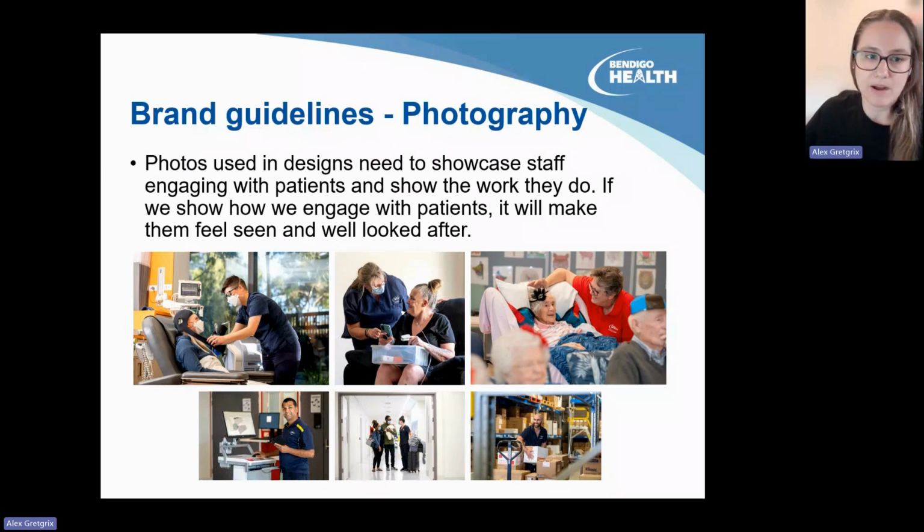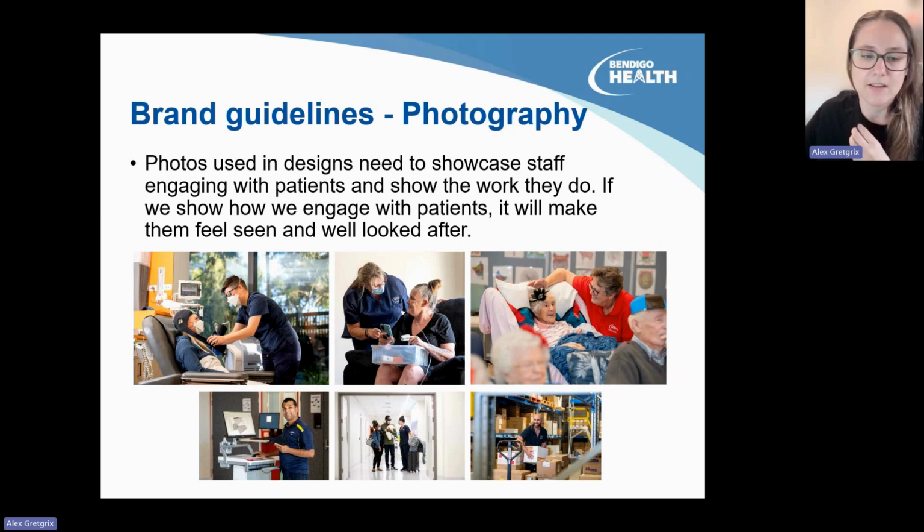And the other important part was photos. So Bendigo Health said we want to make sure that the photos that we use have staff in uniform if possible, staff and volunteers, and making sure that they're happy, showing that when patients come and talk to these staff members, that they are approachable, and also showing them engaging with patients in the photos.